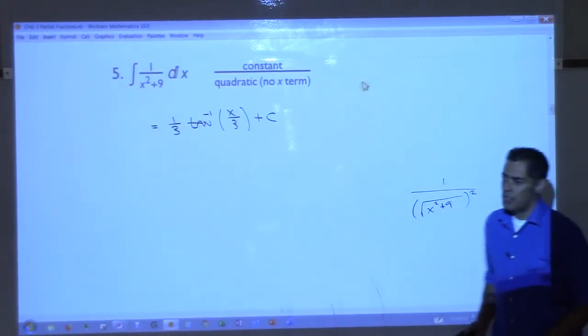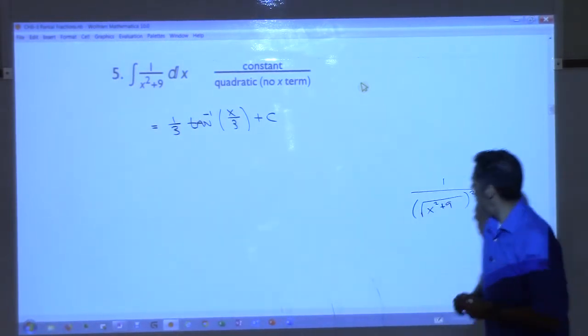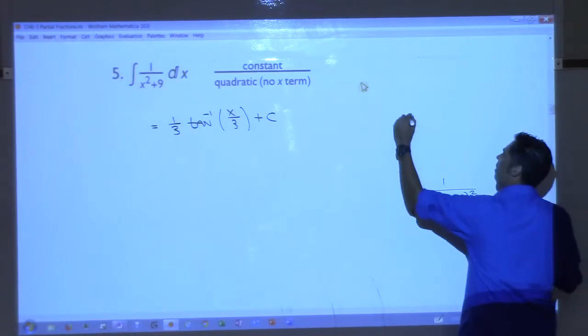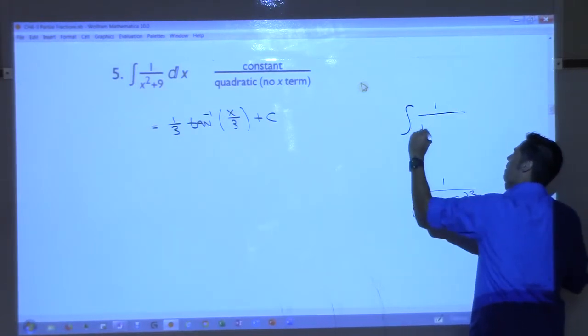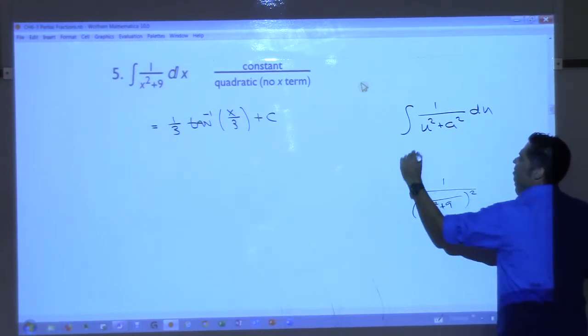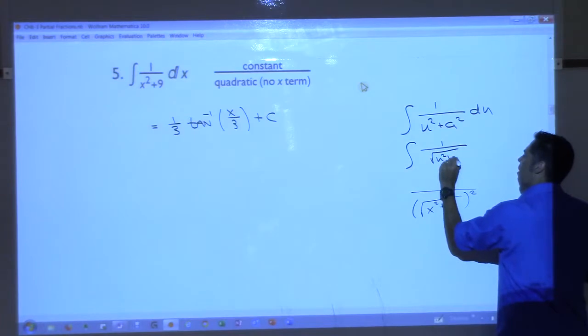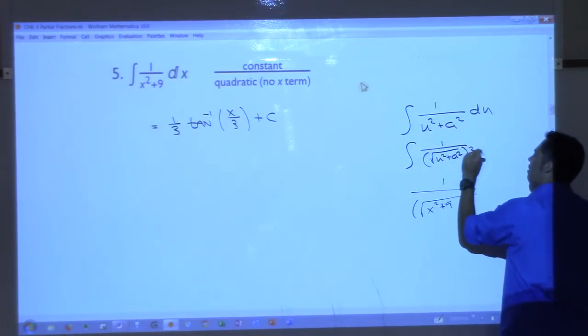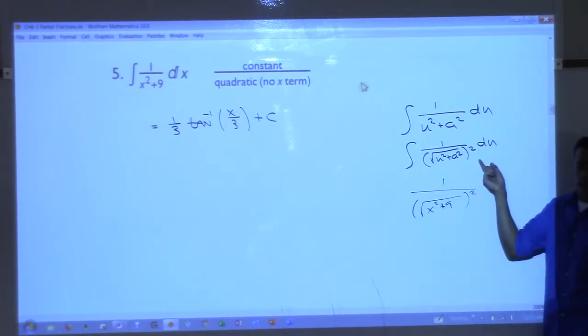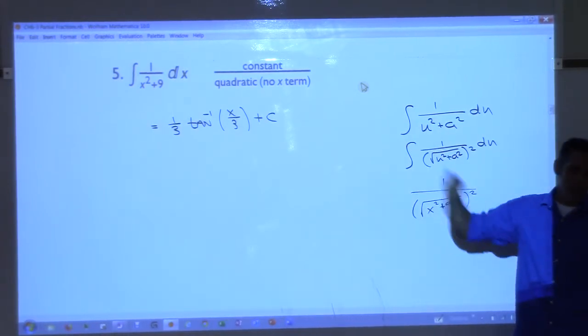Now, if you wanted to know where formula 17 came from, I'm not going to do it, okay? But if you wanted to know, all you have to do is rewrite this as 1 over the square root of u squared plus a squared, squared, du, and do trig sub. If you do trig sub on this, you will actually generate the formula on your own. That's where all the formulas came from.